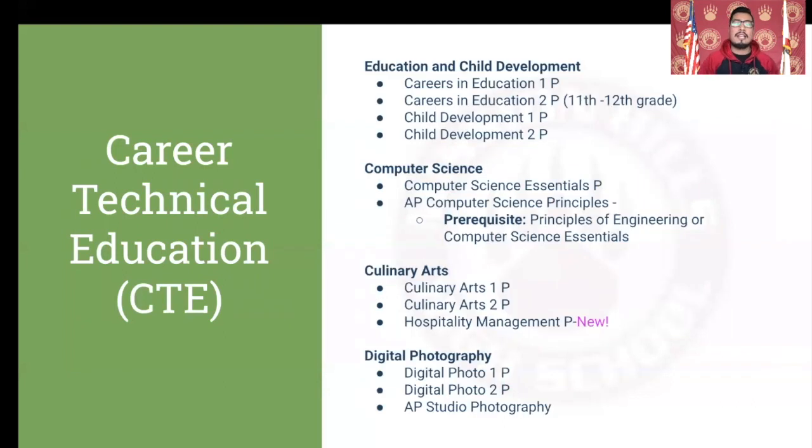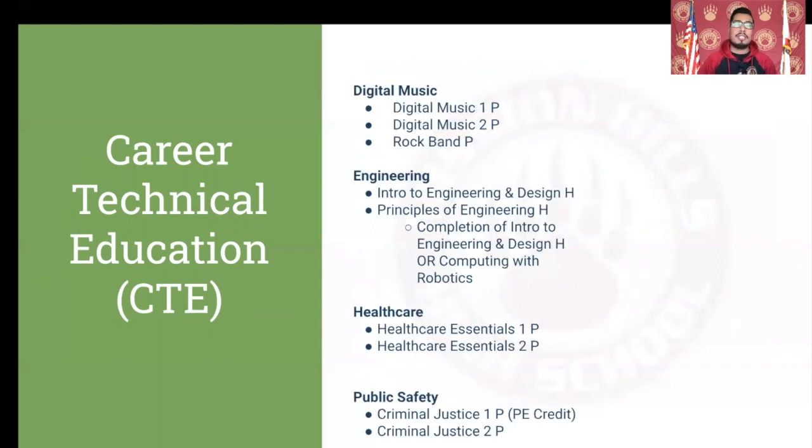Some of the pathways that we offer are education and child development, computer science, culinary arts, digital photography, digital music, engineering, healthcare, and public safety. Something unique about public safety is that for criminal justice, if you've already completed 1 year of PE, you can use criminal justice 1 to fulfill that 2nd year of PE requirement.